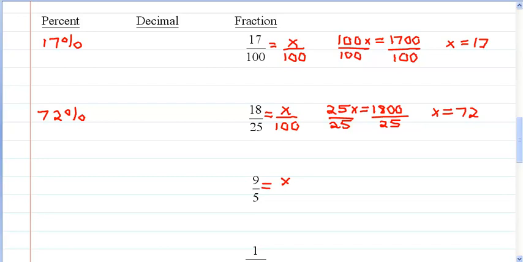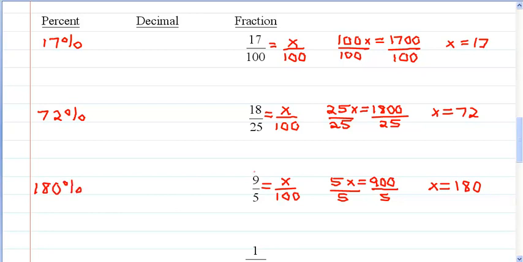For 9 over 5, I set this equal to x over 100. I cross multiply. 5x equals 900. I divide both sides by 5, and I get x is equal to 180. So as a percent, 9/5 is 180%. The other way you could do this is you could also use long division. That would be another option.